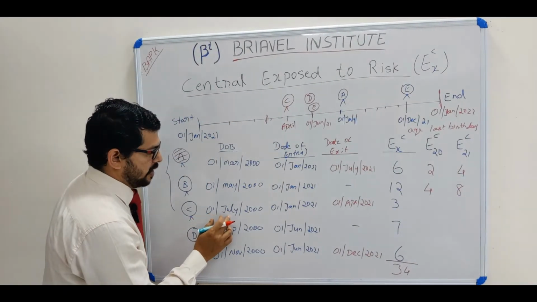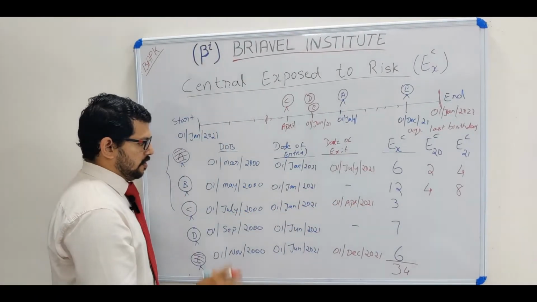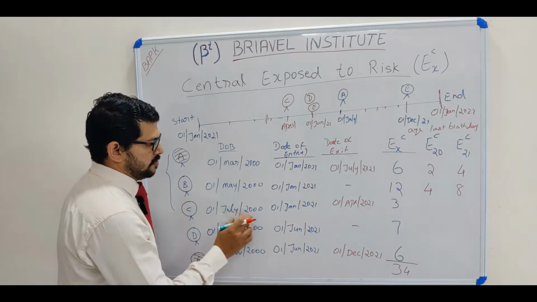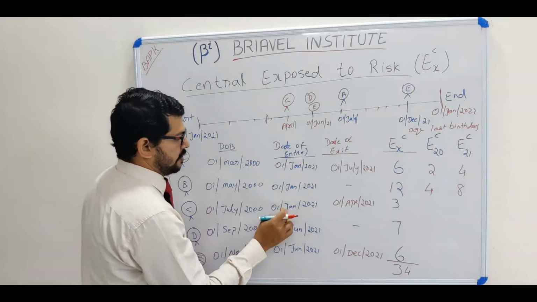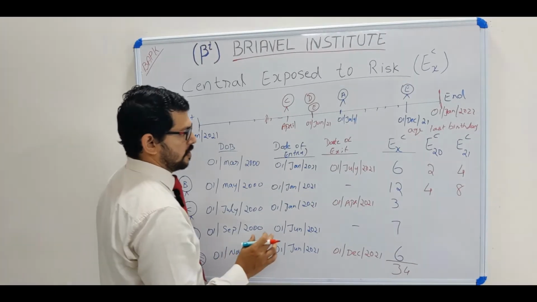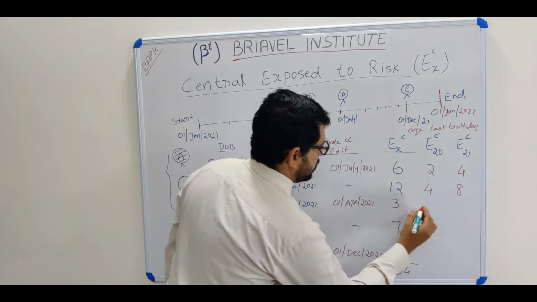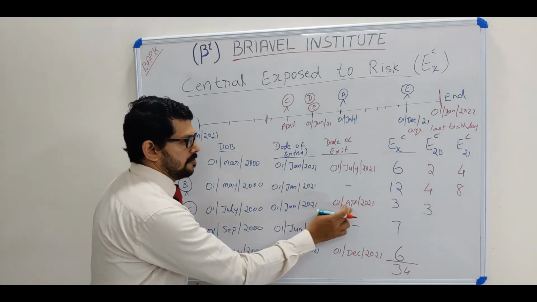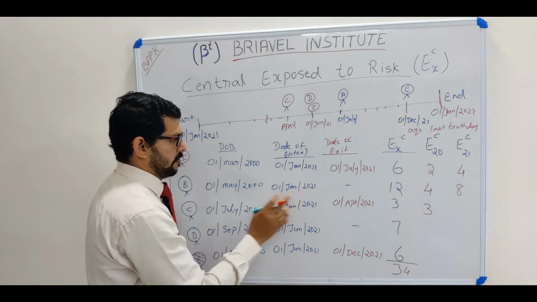The third person's date of birth is 1st July, and he exited on 1st April. So at age 20, he entered on 1st January, and from here to here he is only at age 20. How many months is that? January to April, it is 3 months at age 20, because he exited on 1st April. So up to April he was at age 20.